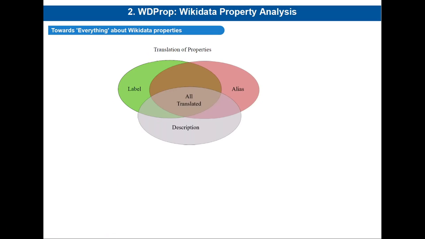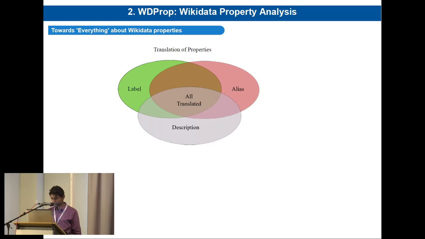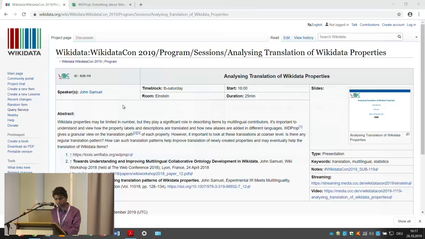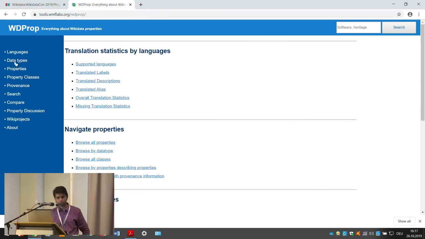So what are we doing? The goal of WDProp was to understand everything about Wikidata properties: label, aliases, description. You want all three translated, so that you can say this property is completely usable because all three aspects have been well translated. Let me just show you quickly what this WDProp I'm talking about is.